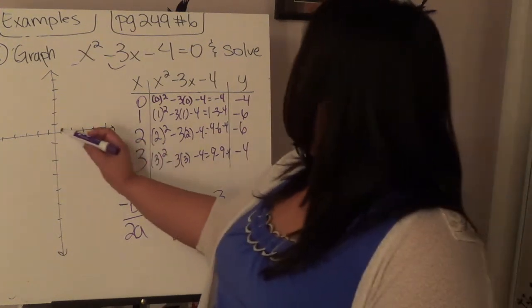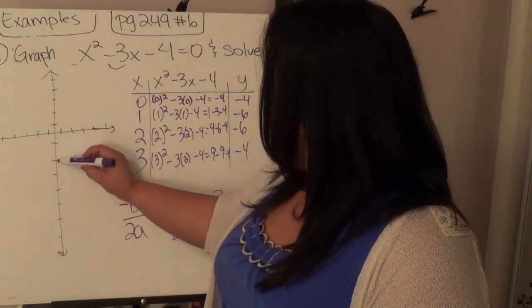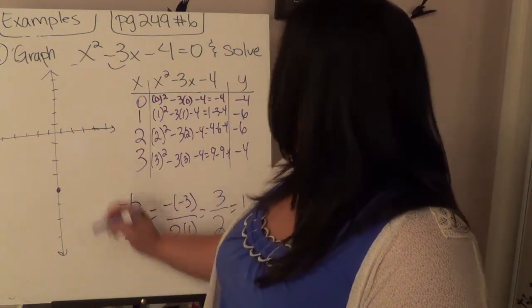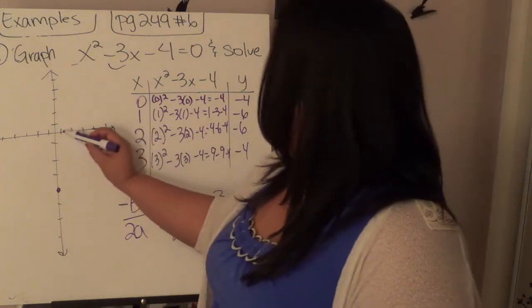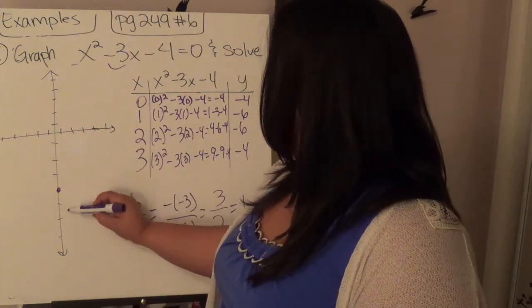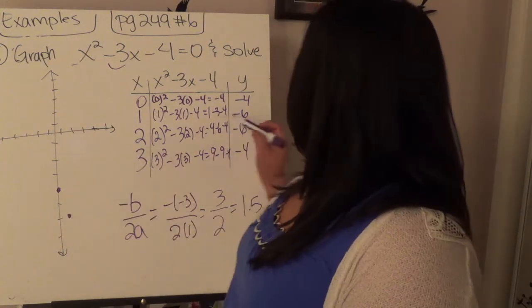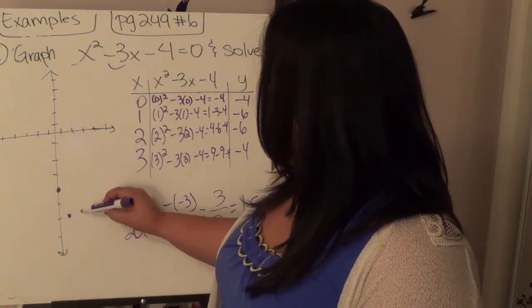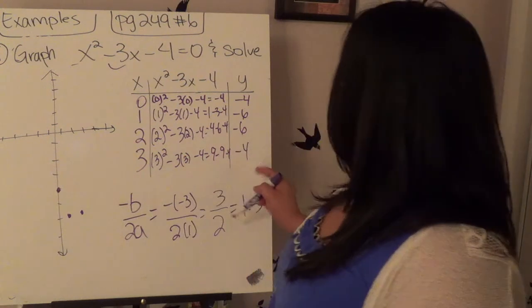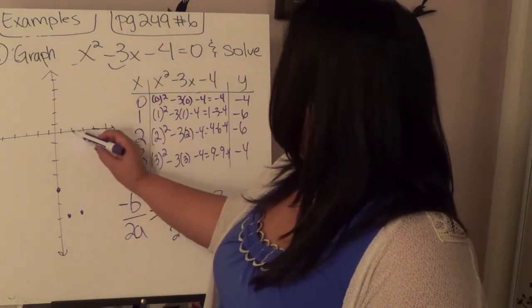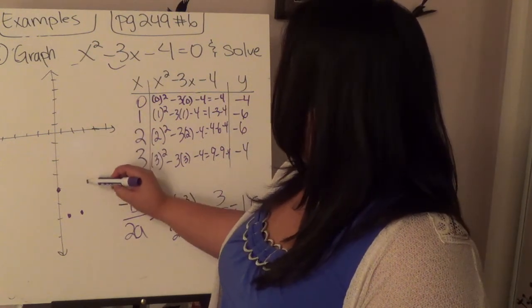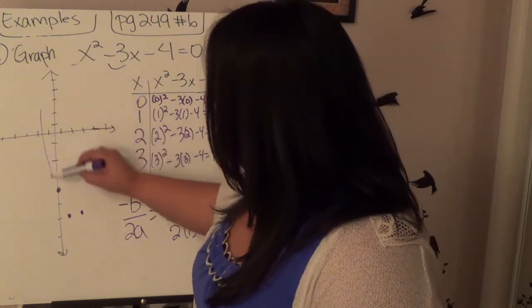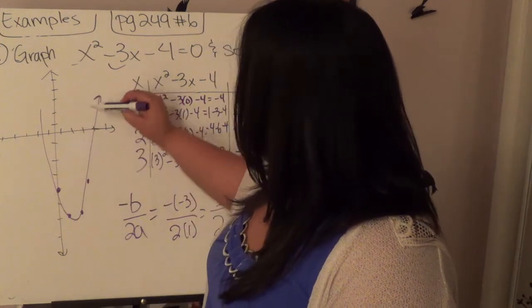So we have 0 hits negative 4, 1, 2, 3, 4. That's our first one. Then we have 1 at negative 6, then 2 at negative 6, and then 3 at negative 4. So our graph looks like this.